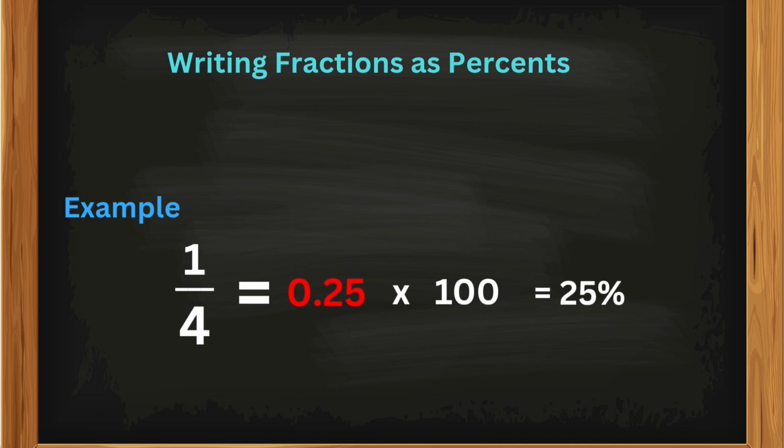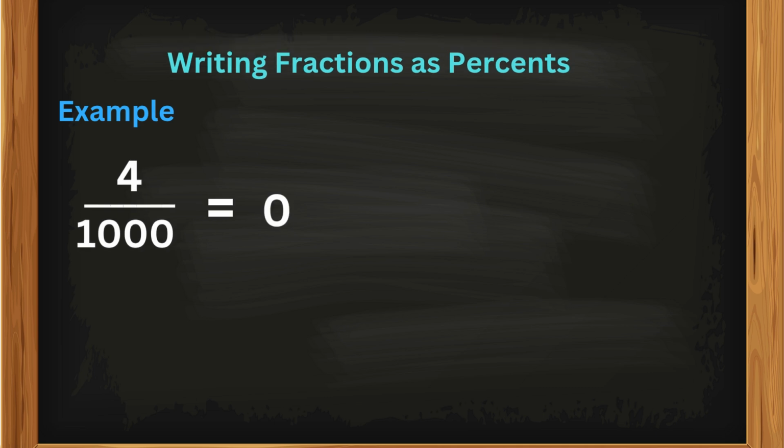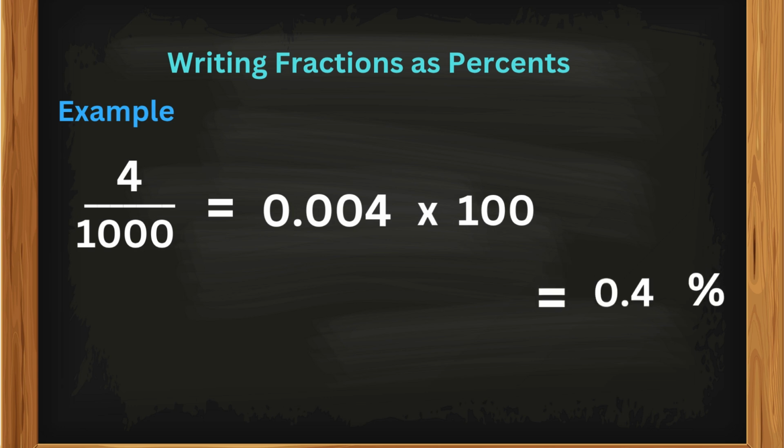Example 2. 4 out of 1,000. Now for a tiny piece, 4 out of 1,000. 4 divided by 1,000 equals 0.004. Multiply by 100. 0.004 times 100 equals 0.4%. So 4 per 1,000 equals 0.4%.